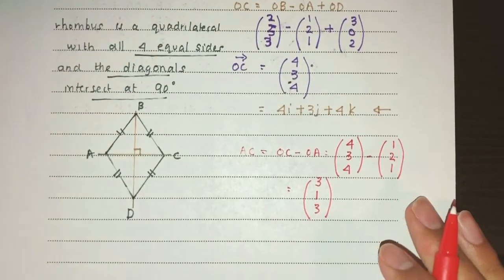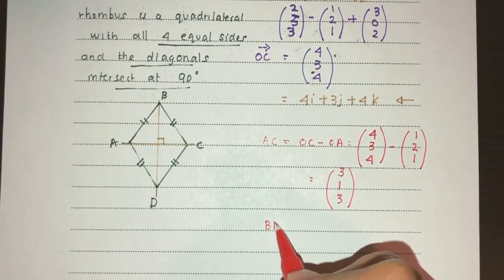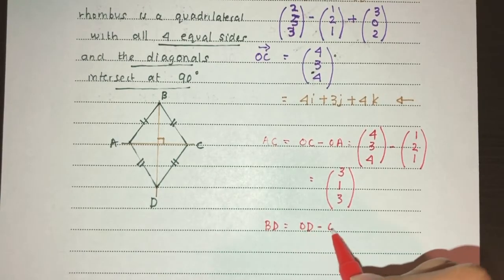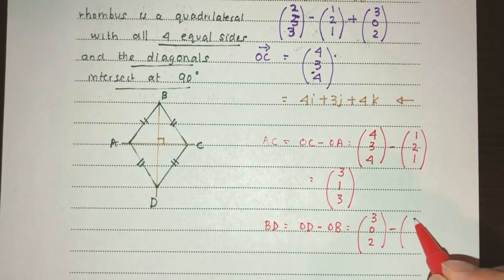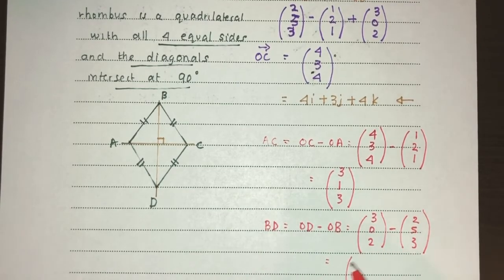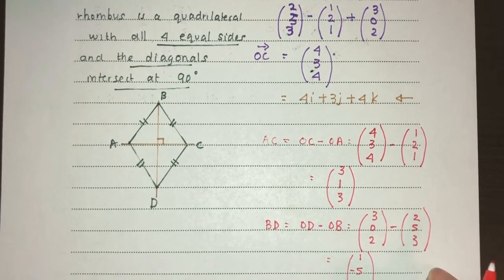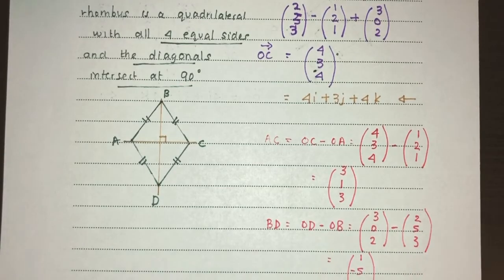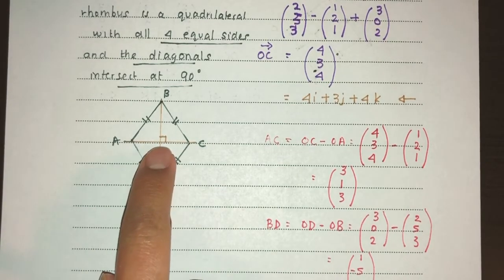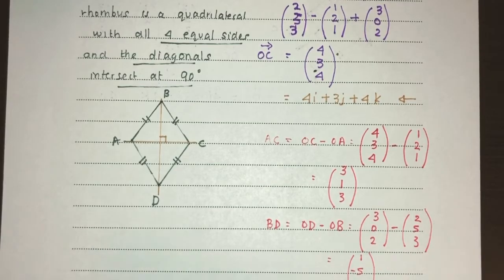Okay, and then we have to find the direction of BD. So BD is equal to OD minus OB. That is 3, 0, 2 minus 2, 5, 3. So you will have 3 minus 2 is 1, this is minus 5, and minus 1. So finally, we have to find the dot product of those two and show that it is not equal to 0. Because if it is equal to 0, it means that they intersect at 90 degrees.